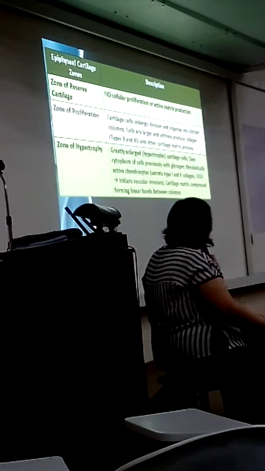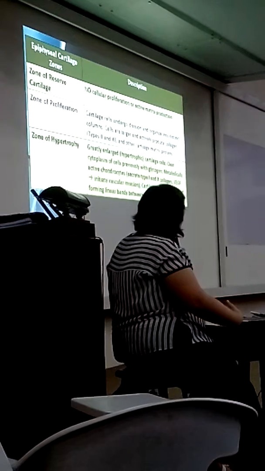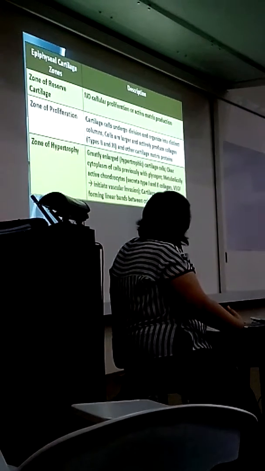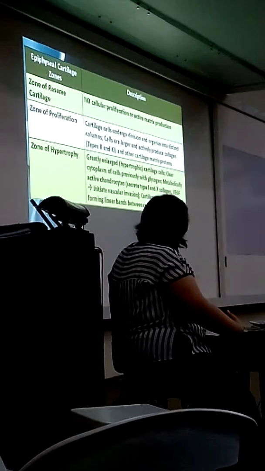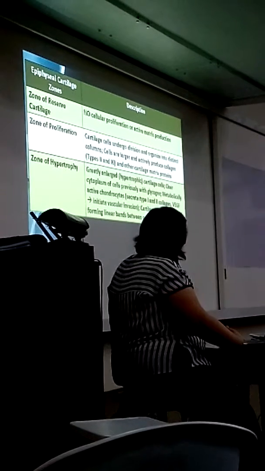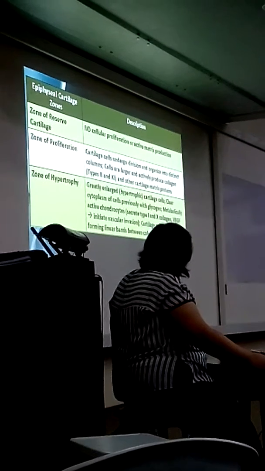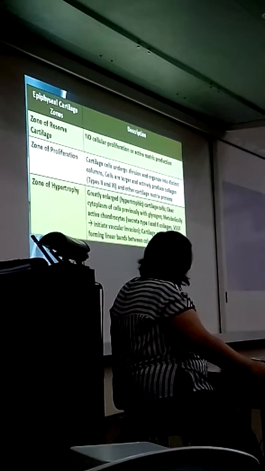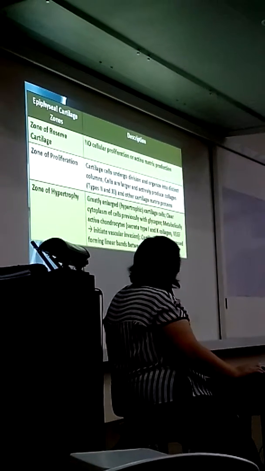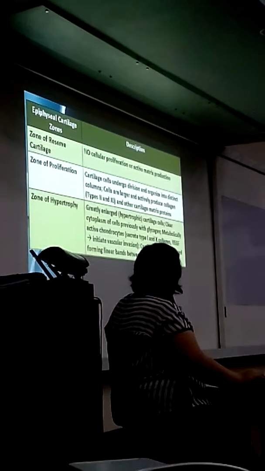Then they hypertrophy. So the cells become greatly enlarged. The cytoplasm would appear cleared up because of the glycogen being removed during the preparation. Then the chondrocytes are metabolically active at this portion. So they secrete type 1 and type 10 collagen. And then because of the VEGF, we have vascular invasion. Remember the picture? We had vascularities in that portion already. Cartilage matrix compressed, forming linear bands and becoming columns. So because the cells are starting to form columns, the cartilage matrix is also appearing as bands.